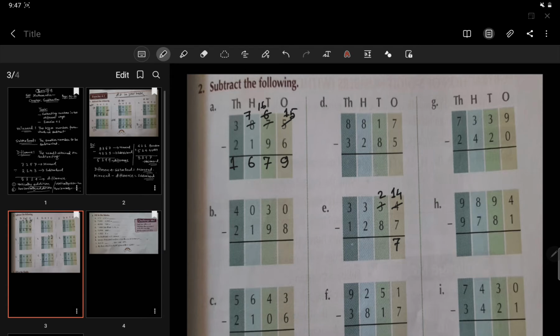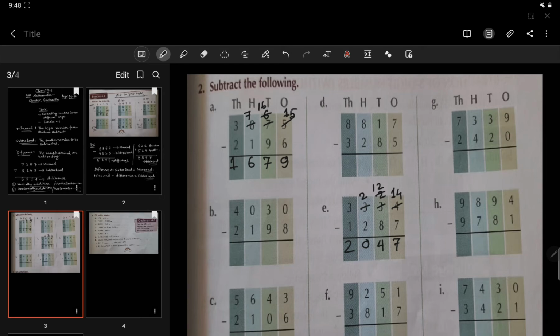Because you have already borrowed from the tens place 1, it will be 2. Again in the tens place, 8 is greater than 2, so you have to borrow 100 from the hundreds place, so it will be 12. 12 minus 8 is 4. So you write 4, and because you already borrowed from the hundreds place, it will be 2. So 2 minus 2 is 0, and 3 minus 1 is 2. So the answer will be 2047.